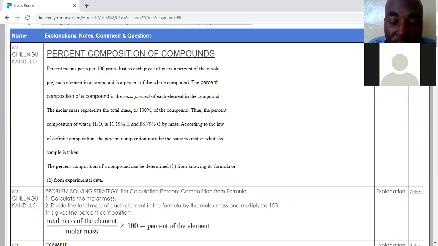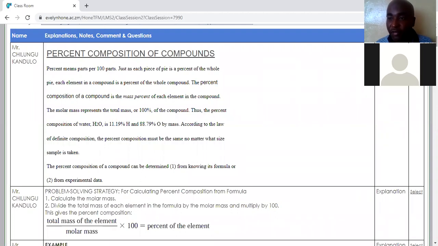So that's the law of definite composition. If someone asks you to find the percent composition of 2 kg of water, and some other person asks you to find the percent composition of 200 grams of water, the percentages will be the same regardless of the size of the sample that you have taken. So that's the way it is.